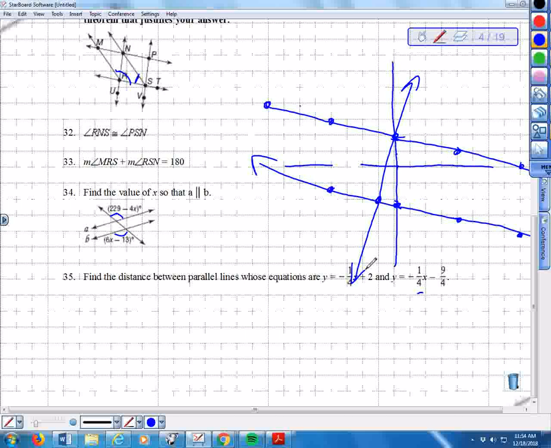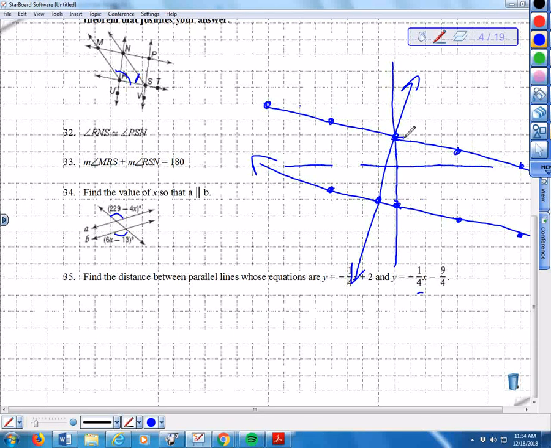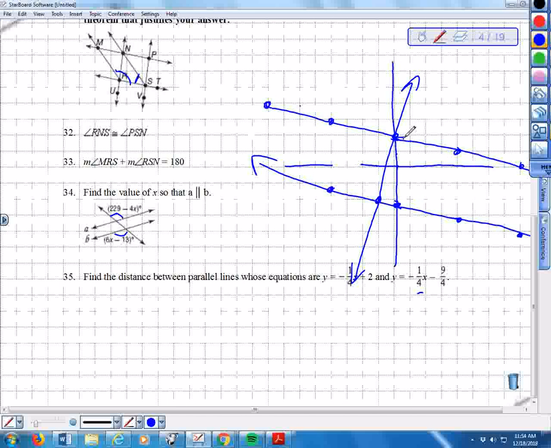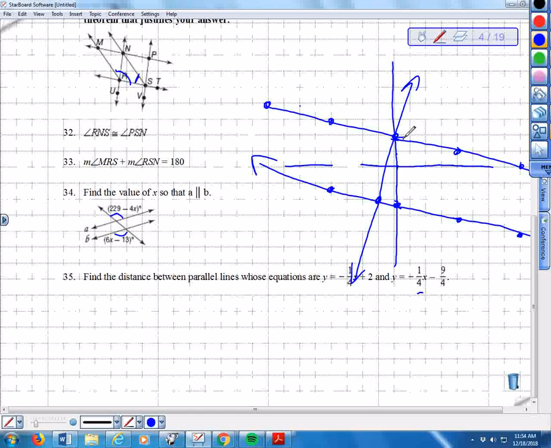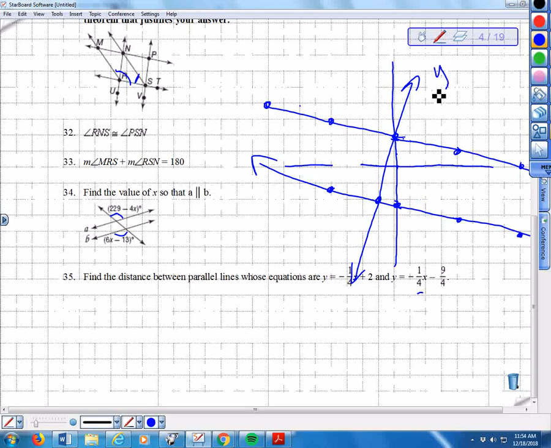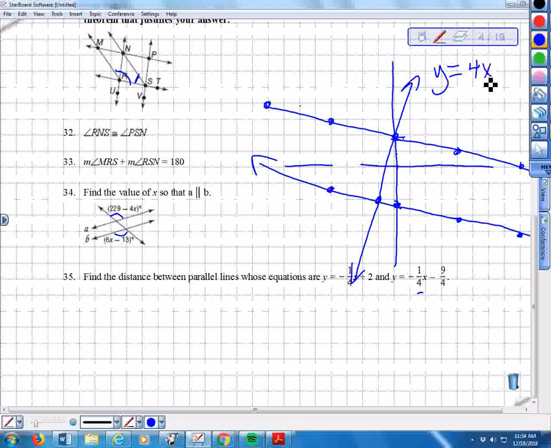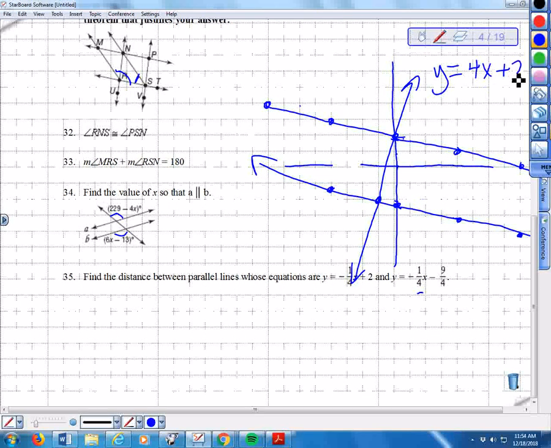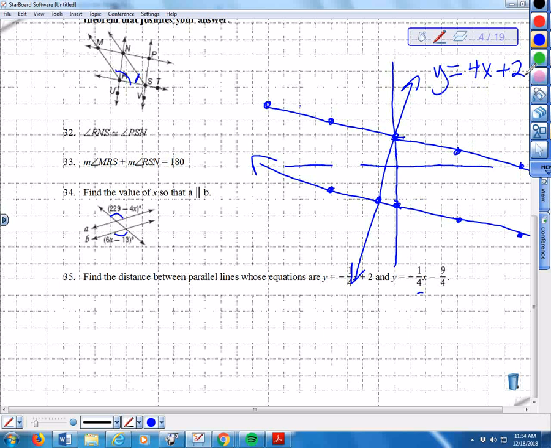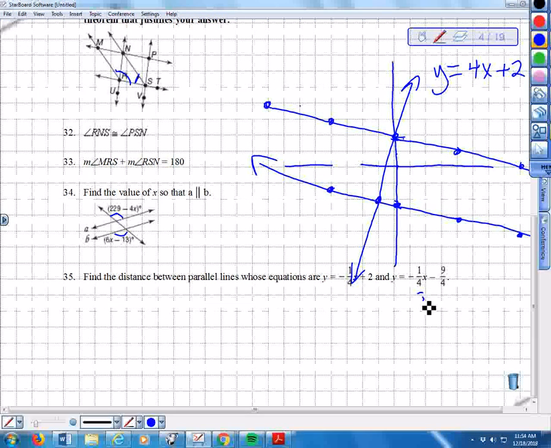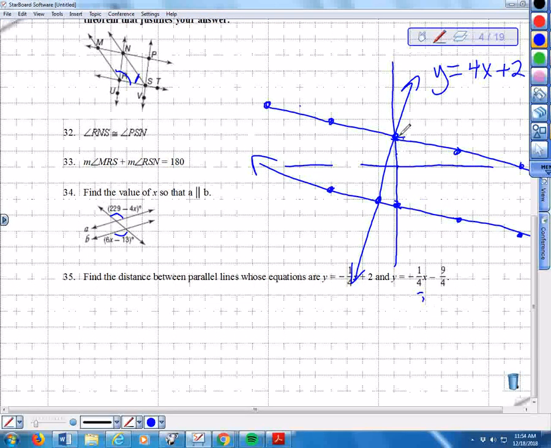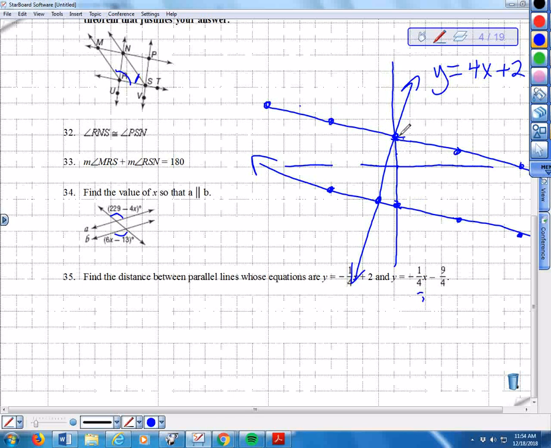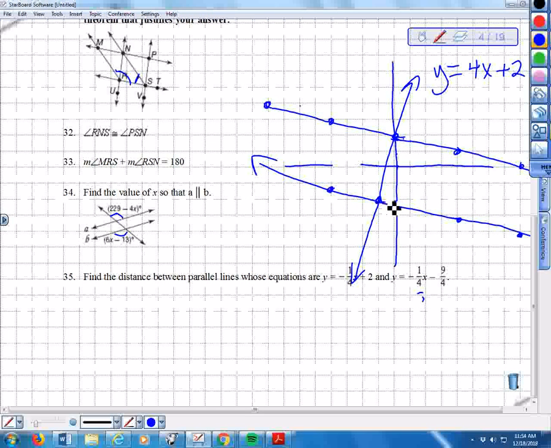I already know the y-intercept of this line because I intentionally picked that point. Okay? And it is 2. So the equation of this line is going to be y equals 4x plus 2, because the slope is the opposite inverse of this. And I picked that point. Okay? So I've got to figure out what this point is.